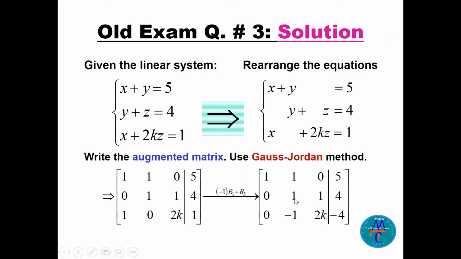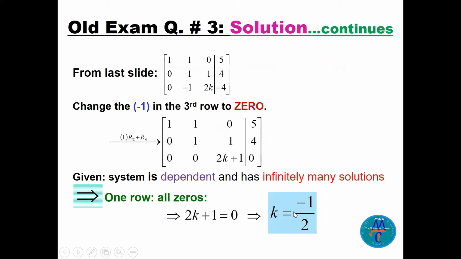Now this is already 1. Under that, it should be 0. So I changed the minus 1 in the third row to 0 here. See this minus 1 here. So I multiply by 1, which is nothing. Multiply by 1 on row 2, add. So directly we can add there. We can add here. So I get 0, 0, 2k plus 1, 0.